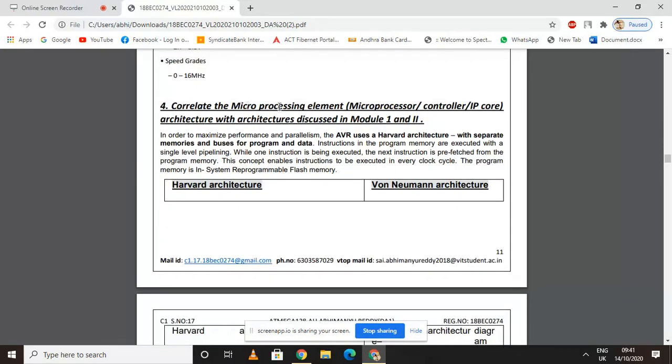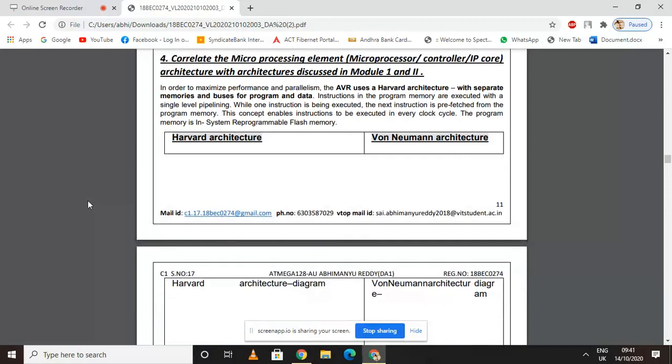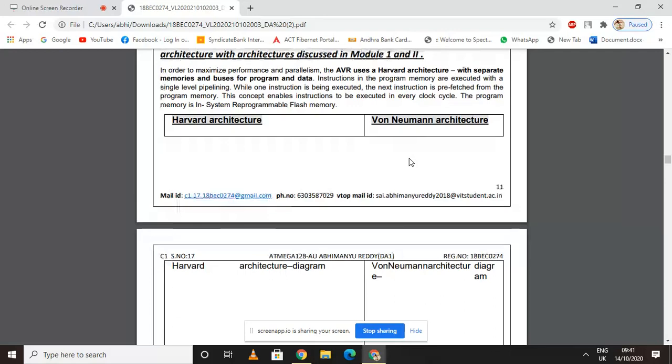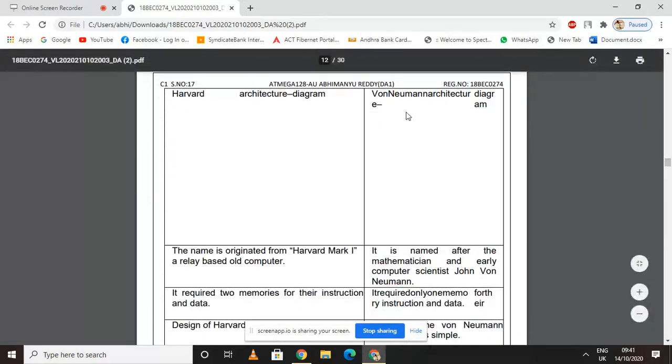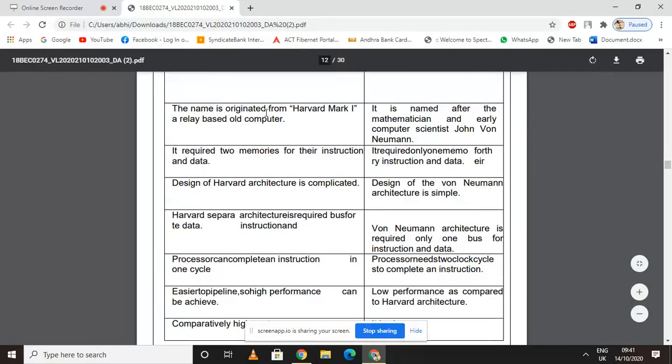Now correlate the microprocessing element architecture with the architecture discussed in module 1 and 2. Basically, this AVR, that is the Atmega128A AU, uses the Harvard architecture, and the architecture discussed in module 1 and 2 is the von Neumann architecture. So here are the Harvard architecture diagram and the von Neumann architecture diagram. The name originated from the Harvard Mark I, a relay-based old computer.